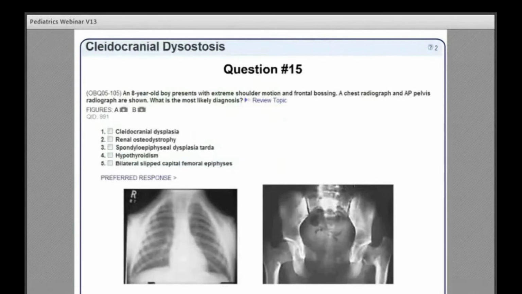An 8-year-old boy presents with an extreme shoulder motion and frontal bossing. Chest radiograph and AP pelvis radiograph are shown below. What is the most likely diagnosis? Let's first skip to the chest x-ray.